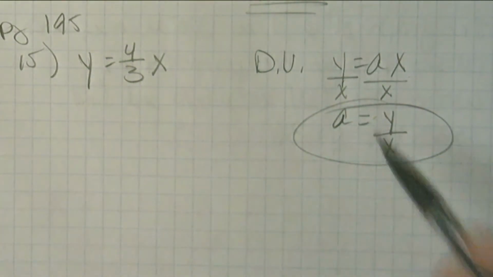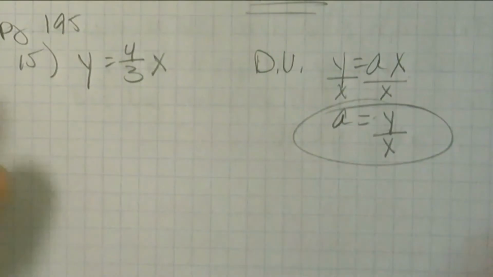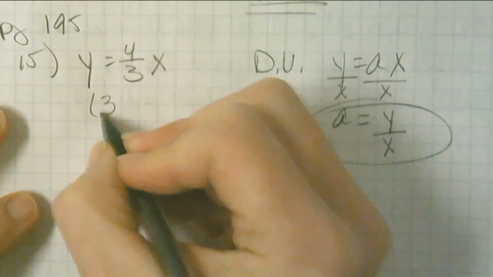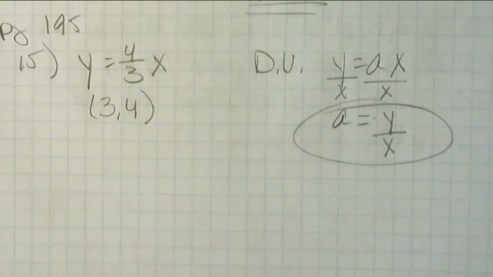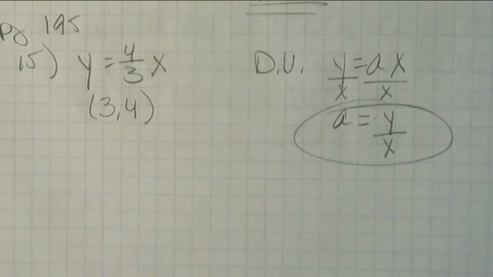So it's always y over x. So my coordinate point here would be 3, 4, which is kind of counterintuitive, right? Because we usually read from top to bottom, and we also read from left to right, but that's not the order it's in. So the top is always y.